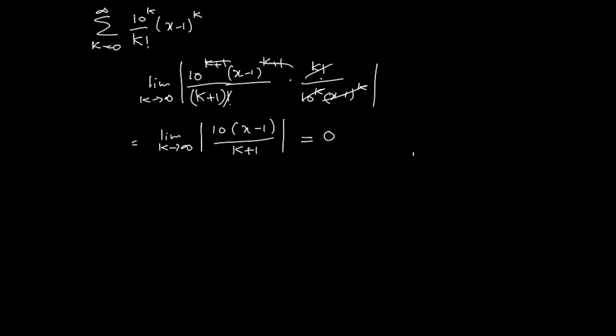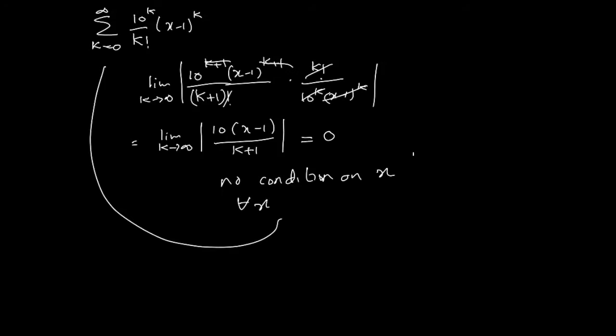So therefore, no condition on x, meaning for all x our series is convergent. So that would be the first possibility. The radius of convergence is infinite. So we have an infinite radius of convergence. That's the first possibility.